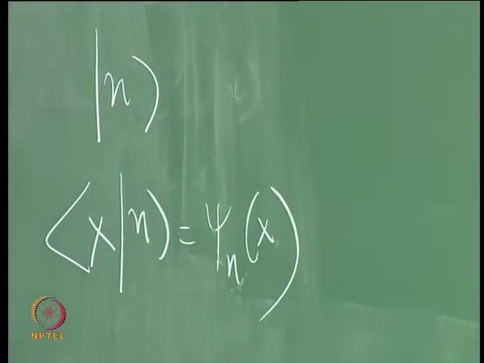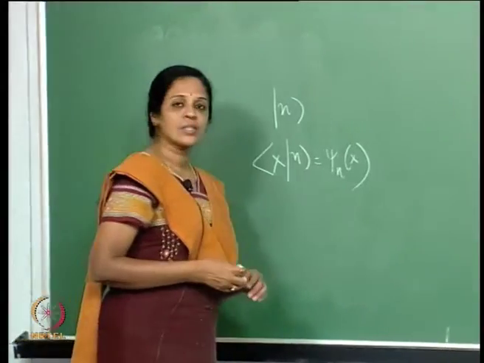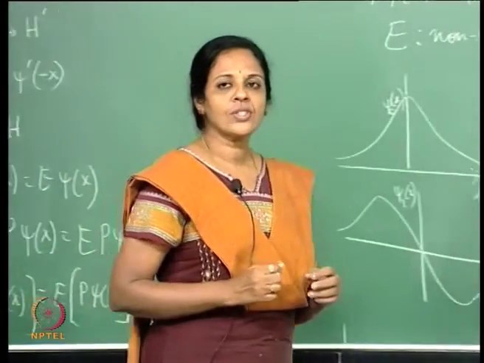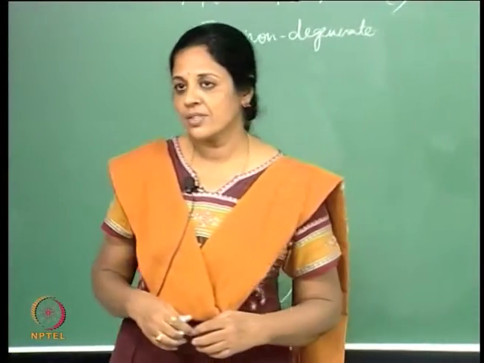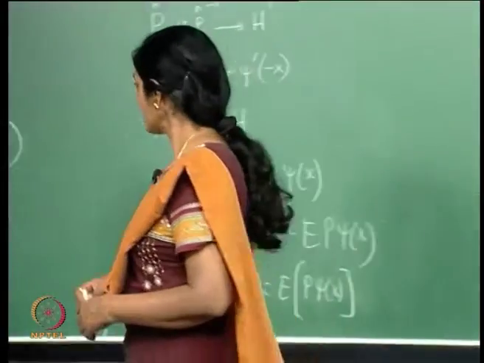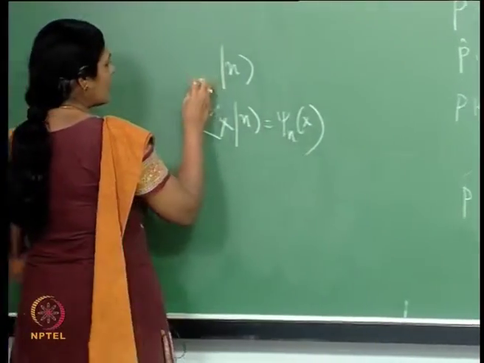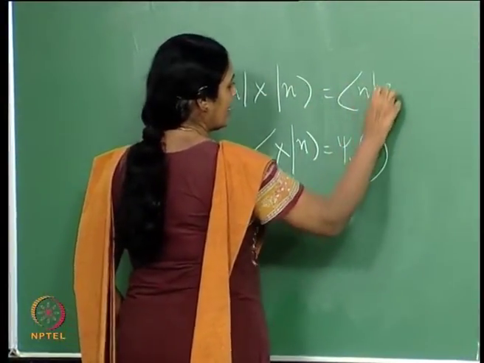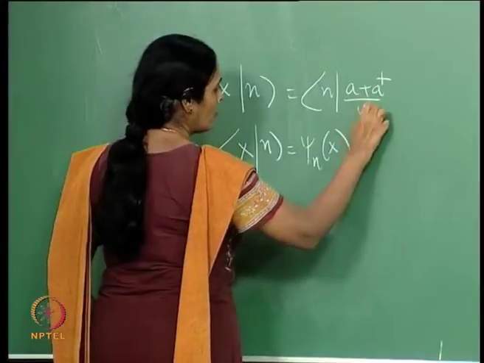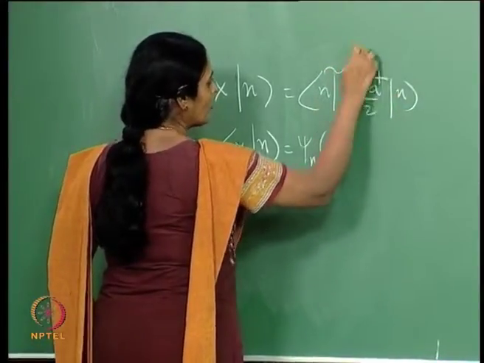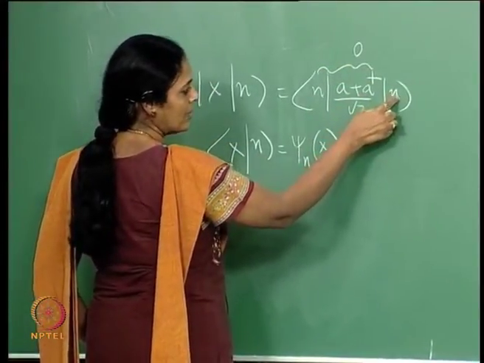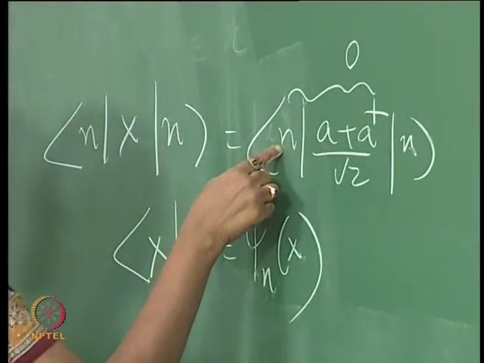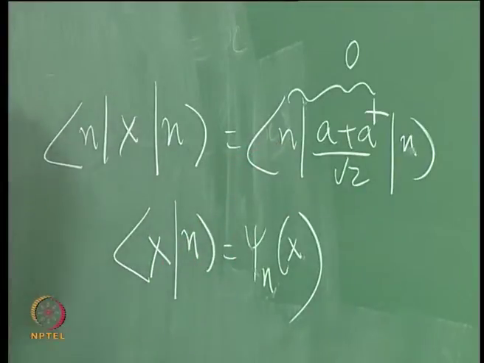This is the nth eigenstate of the oscillator. If you wish, it is the n photon state. In the scenario of quantum optics, it is the n photon state written in the position representation. It is a wave function for an n photon state. Whatever it is, an equation like the expectation value of x is bra n, a plus a dagger by root 2, ket n. This turned out to be 0 because a dagger was a raising operator and took n to n plus 1, and I had the fact that all the kets are orthogonal to each other.